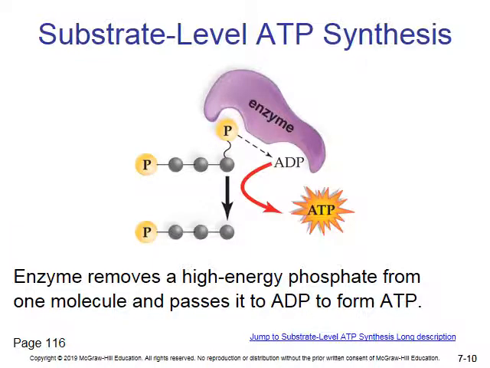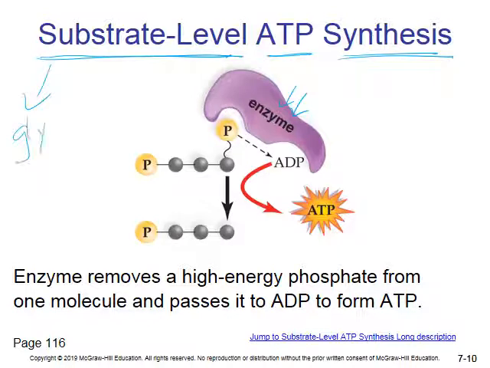Here's just an example of how this ATP is created. There is an enzyme responsible for it, so you'll hear it called sometimes substrate-level ATP synthesis. And so you're probably going to most closely identify this with glycolysis. So if you hear substrate-level ATP synthesis, this is happening in glycolysis.